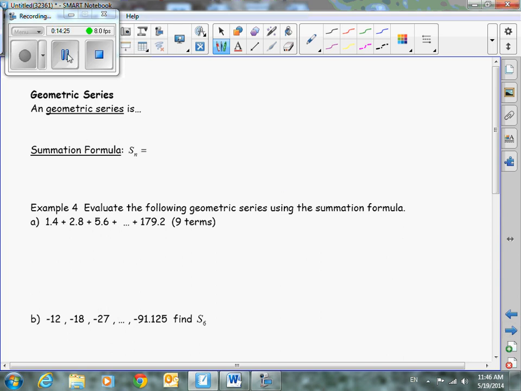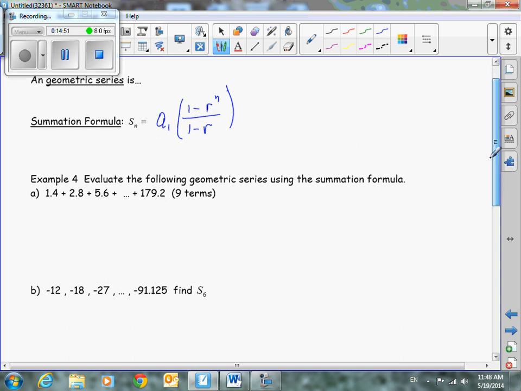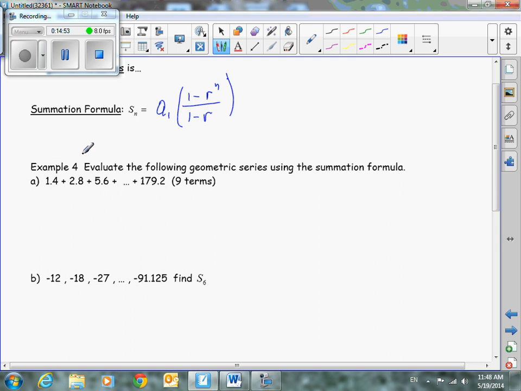We're going to do Sn. Sn is equal to A1, open a parenthesis, 1 minus R to the power of n over 1 minus R. Now, what does n represent? The term. What does A1 represent? First term. What does R represent? The common ratio, not just the ratio. Common ratio. All right, let's go ahead and use this formula on example 4.